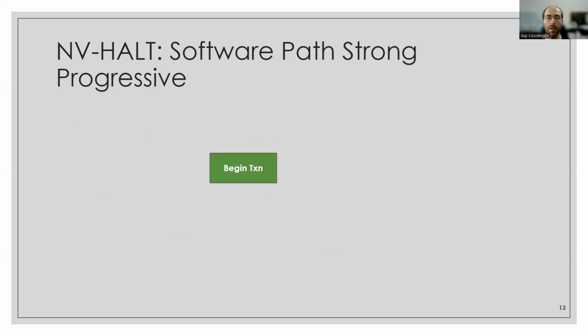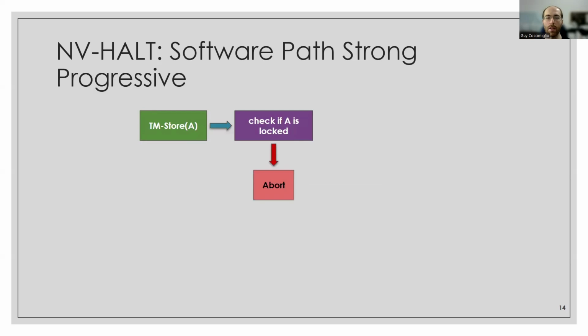All right, so let's start out by looking at the software path for Nv-Halt for the strong progressive implementation. So when you begin a transaction in this case, you're going to read the global clock and you're going to record a local copy of that clock that you observed at the start of your transaction. We'll come back to this later. So now suppose we want to perform a store on the address of A. We're going to check if A is locked. If it is locked, we're going to abort.